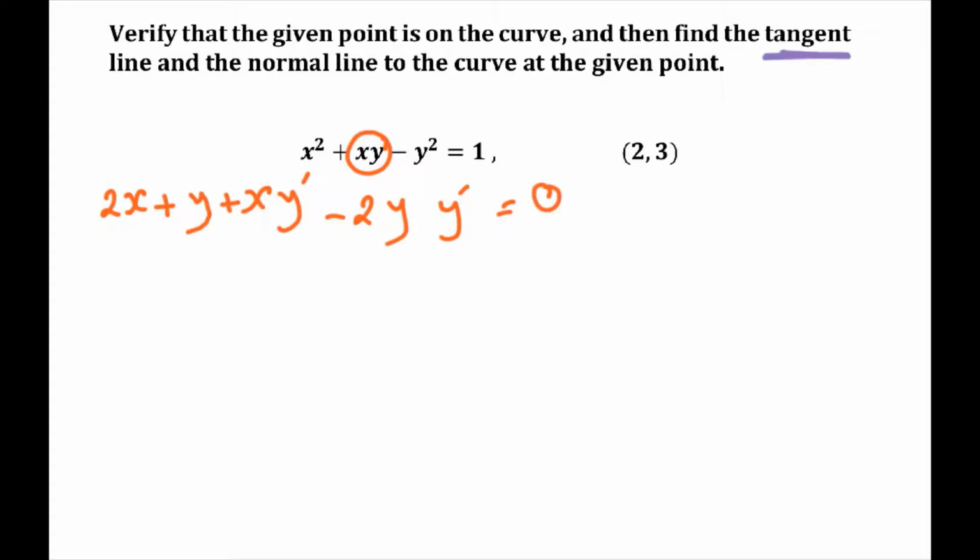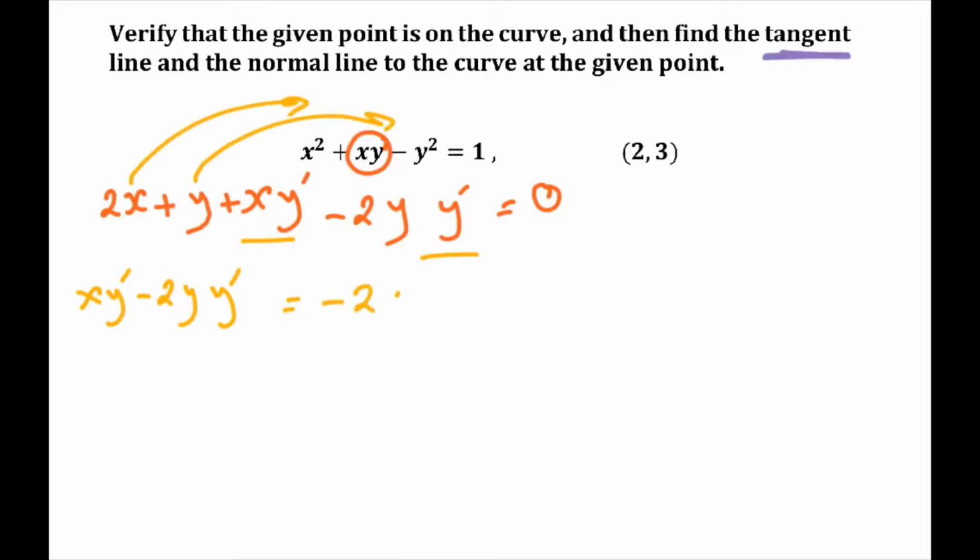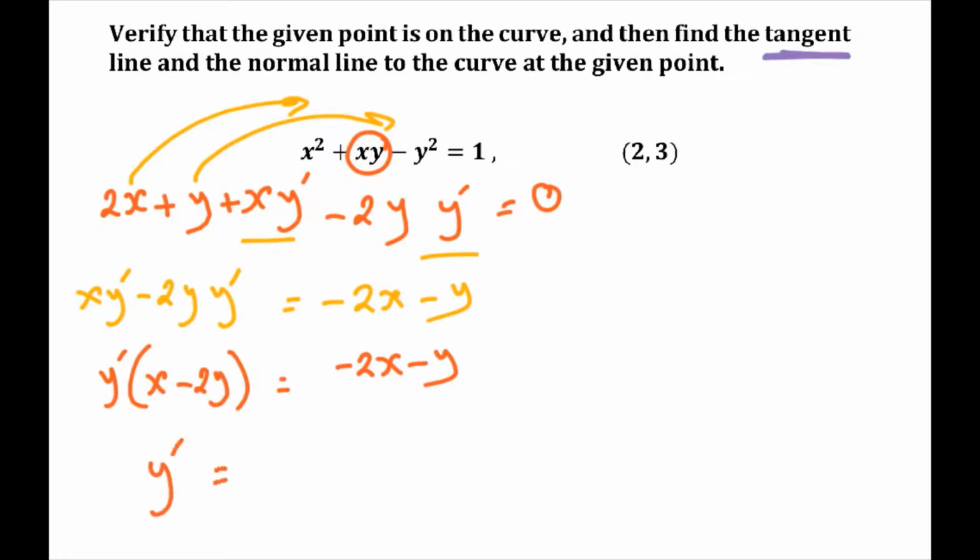Now we can isolate y prime. I'm going to leave these here: x y prime minus 2y y prime equal, move the rest to the other side, so it's going to be negative 2x minus y. And now take y prime as a common factor: x minus 2y, negative 2x minus y, and then divide both sides by x minus 2y.